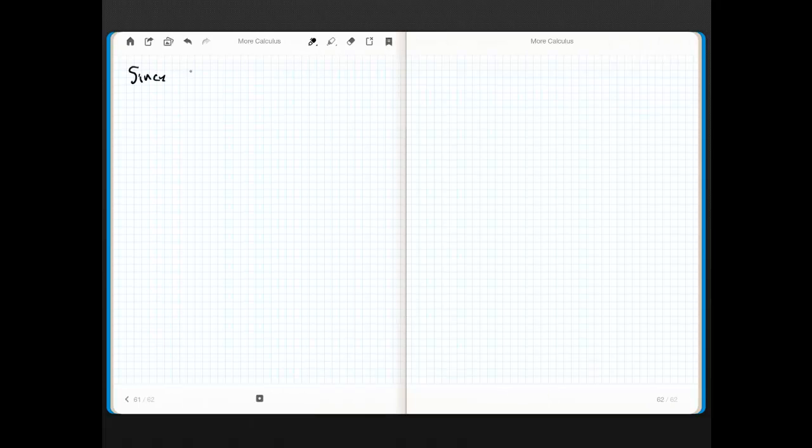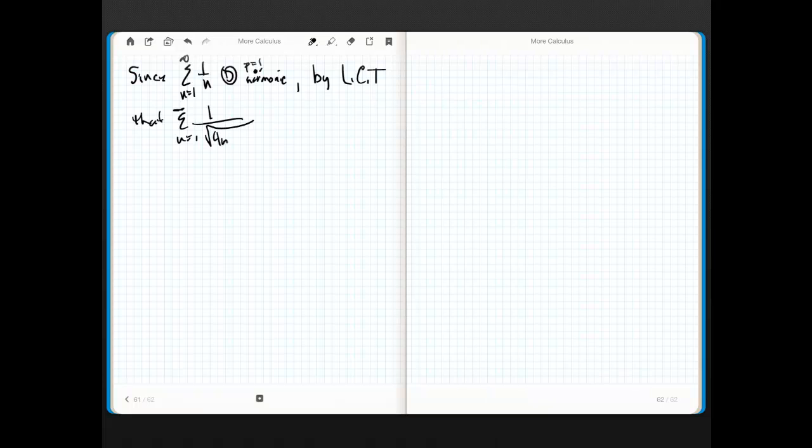Since the sum as n goes from 1 to infinity of 1 over n, which remember we just wrote in a fancy way as 1 over the square root of n squared, right, diverges. Why? I could write it as p equals 1. I could write it as harmonic. I can write it as either of these two, right? It diverges. And we know by the limit comparison test that the sum as n goes from 1 to infinity of 1 over the square root of 4n minus 1 plus 2n squared diverges as well.